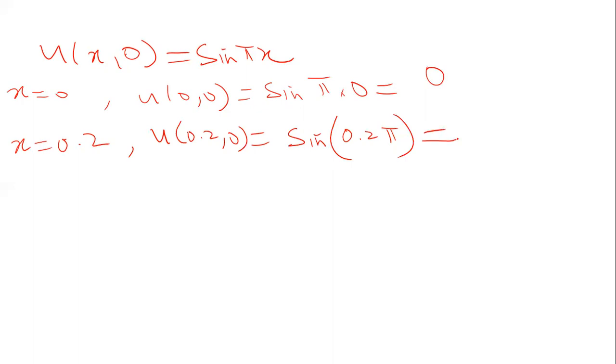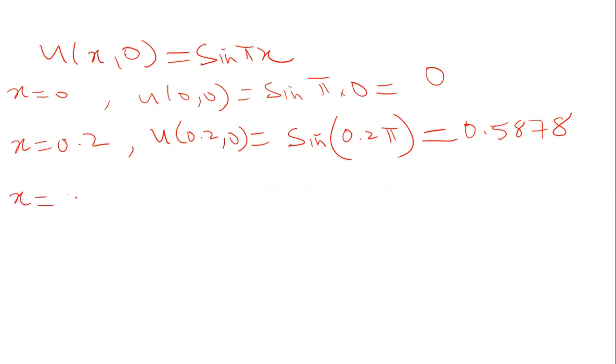If you calculate sine 0.2 pi, you can use your calculator here. Let me just calculate it. What exactly is sine 0.2 pi? I can just Google it also. Sine 0.2 pi is 0.5878.